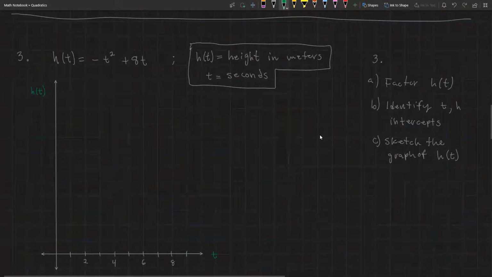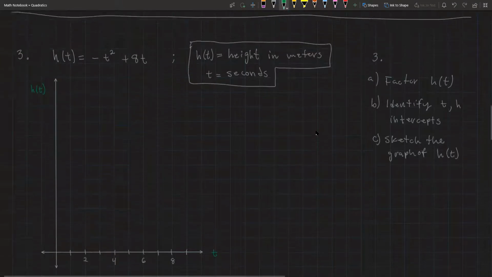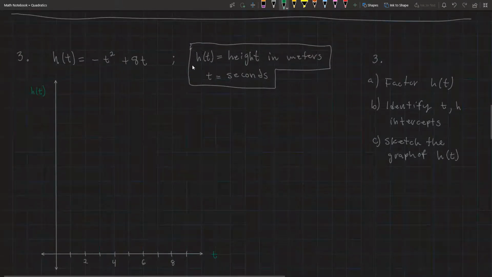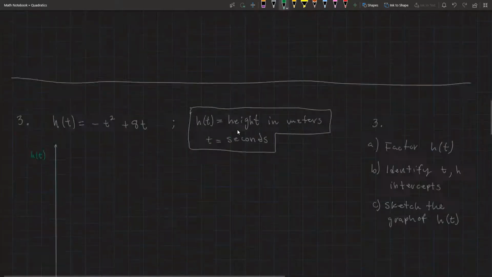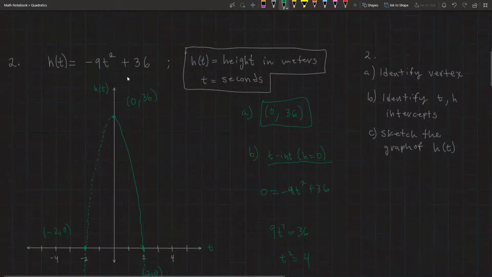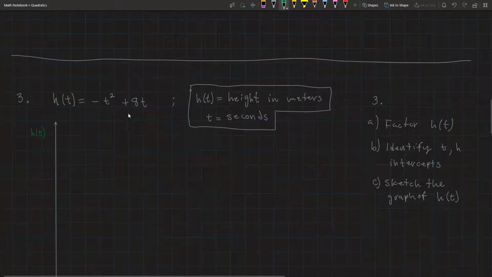Let's move on to the next one before we waste more time. And it's going to be something similar. Height in terms of time, t equals seconds. Height is in meters. Here's our equation. All right, so let's check it out. Now it's not given to us in the same format as before. Now we have to do something different.